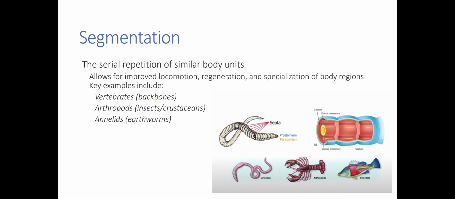So think about your vertebra. It's a repeating series of bones, and we can group those into sections. And so this segmentation allows for improved movement, and for those animals that can regenerate, it lets them better regenerate. And then we also have these specialized body regions.